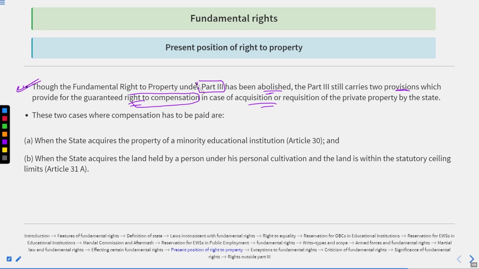Alright, it means that this part still has sympathy for the one whose property is being acquired by the state. These two cases where compensation has to be paid are: the first case is when the state acquires the property of a minority educational institution, Article 30. Okay, and when the state acquires land held by a person under his personal cultivation and the land is within the statutory ceiling limits, then Article 31A. So if these two are the conditions, then compensation will be granted to the person whose property is being acquired by the government.